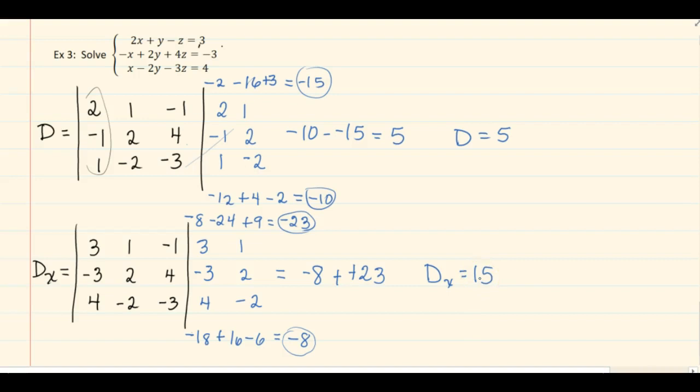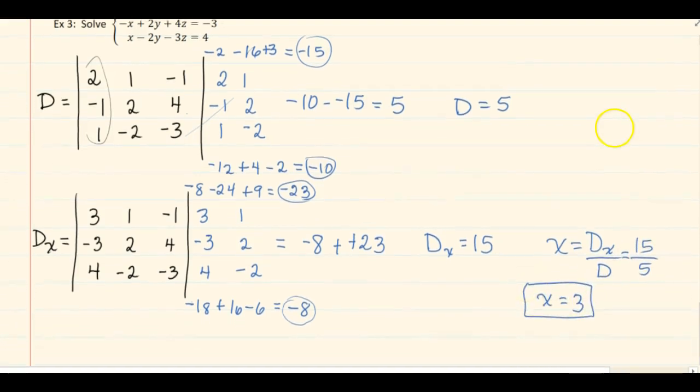Now this is the cool part. If you want to find what the value of x is, you take your dx and you divide it by d. So you're going to see that x is going to equal 15 divided by 5, which means x is going to equal 3. So we have found the x value.